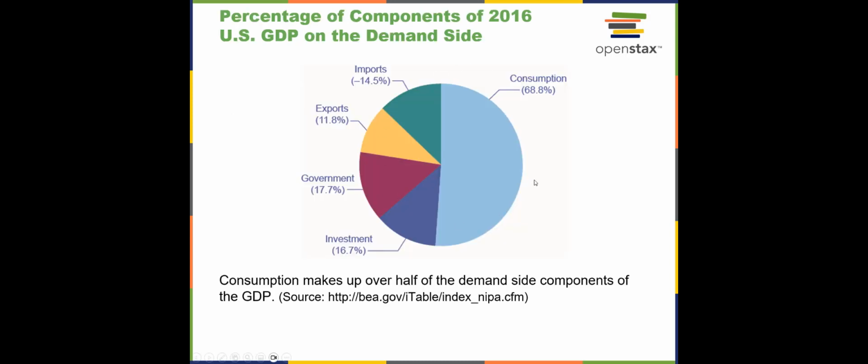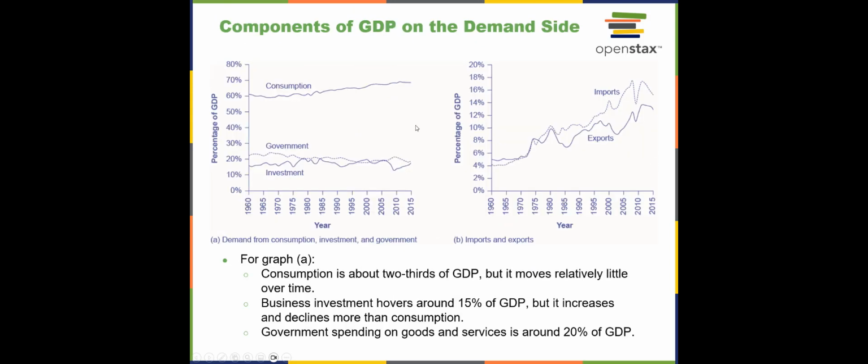So you can see the percentage of components of 2016 US GDP on the demand side. Consumption is the highest component, and the next one is government expenditure, and investment spending is 16.7%. Exports are 11.8% and imports are 14.5%. Here you can see the components of GDP on the demand side. Consumption is about 2/3 of GDP, but it moves relatively little over time. Business investment hovers around 15% of GDP, but it increases and declines more than consumption. Government spending on goods and services, on the other hand, is around 20%.